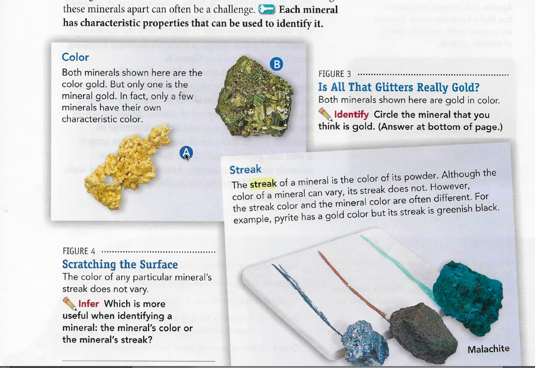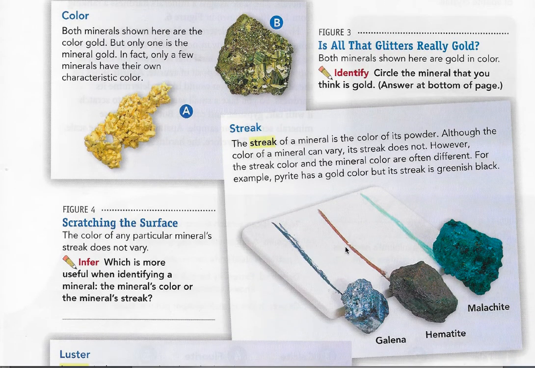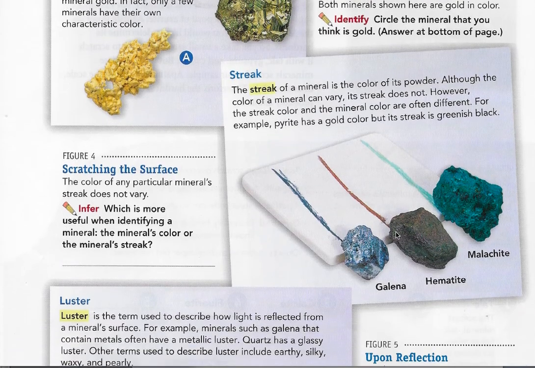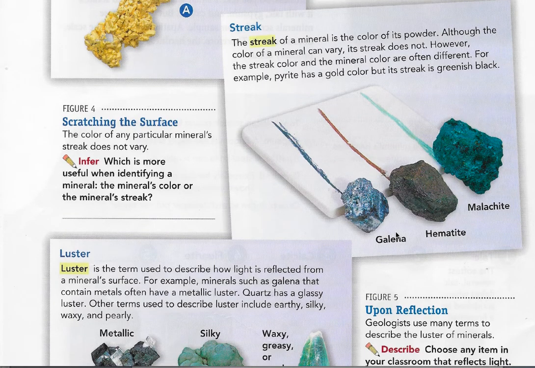Streak. The streak of a mineral is the color of its powder. So that's what you're writing in your notes there. Although the color of a mineral can vary, its streak does not. However, the streak color and the mineral color are often different. For example, pyrite has a gold color, but its streak is greenish black. There you can see galena, its streak, hematite, its streak, and malachite, its streak. This is a great way to identify minerals. Minerals have a distinct streak. Figure 4. The color of a mineral's streak does not vary.